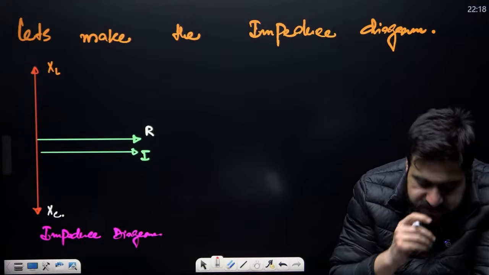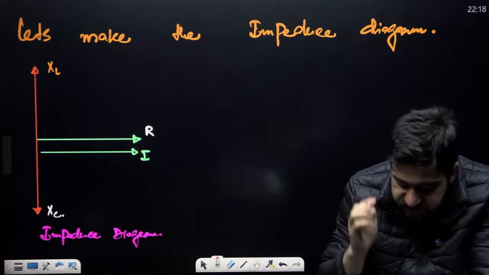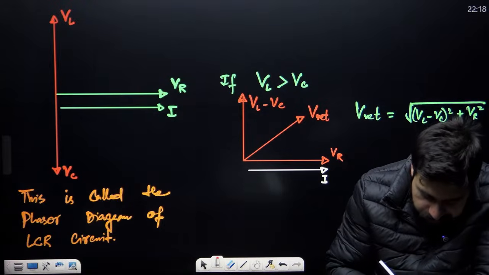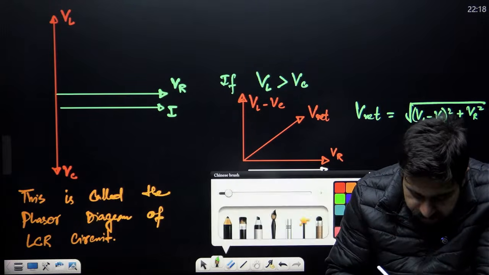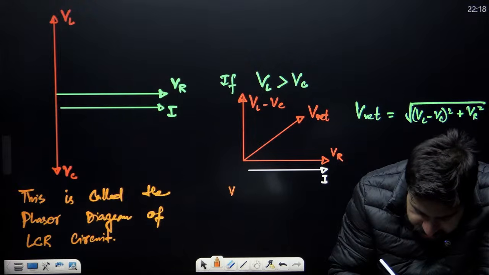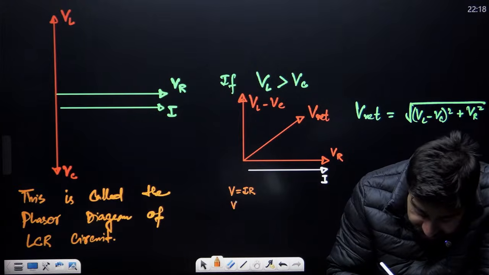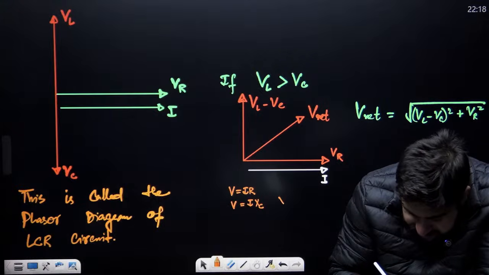Now let's make the impedance diagram. In the impedance diagram of LCR, we show it with the resistances. Guys, see. Listen carefully. What I want you guys to understand over here is, in case of resistance, we say V is equal to I into R. Voltage is equal to current into resistance. In case of capacitor, we say V is equal to I into XC. This XC will be equal to 1 upon omega C.